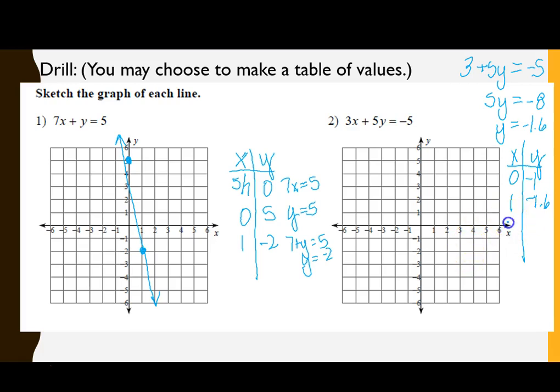And then maybe I want to put in 2 for x. So this is kind of hard to see, but that is a -1.6. So I put in 2. 2 times 3 is 6. 6 plus 5y is -5. So 5y is -11. So 11 divided by 5 is 2.2, but since it's negative, we're going to have -2.2. So I have 0, -1. I have 1 and -1.6, and I have 2 and -2.2.